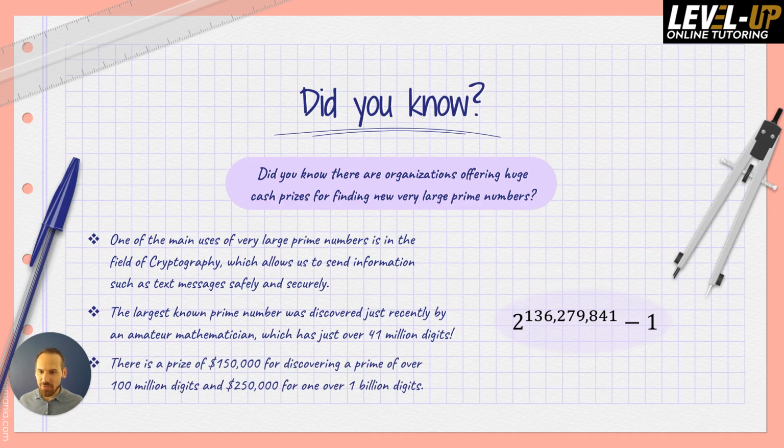And yeah, the cash prize that they offer is a 150,000 award for finding one that's over 100 million digits. So we're only at 41 million so far. 100 million digits gets you that, 250,000 for over 1 billion digits. So yeah, if you ever find one of these very large primes, you'll be a wealthy person.